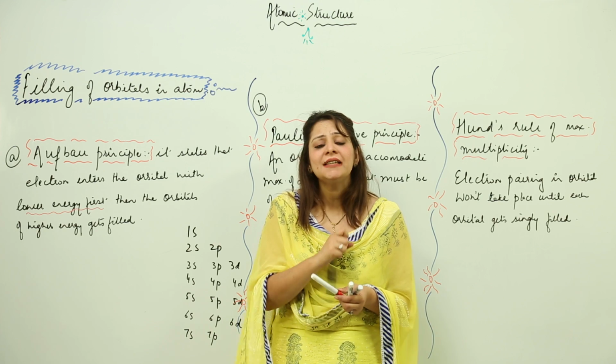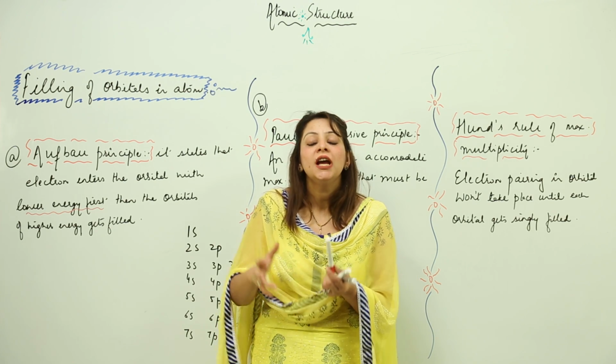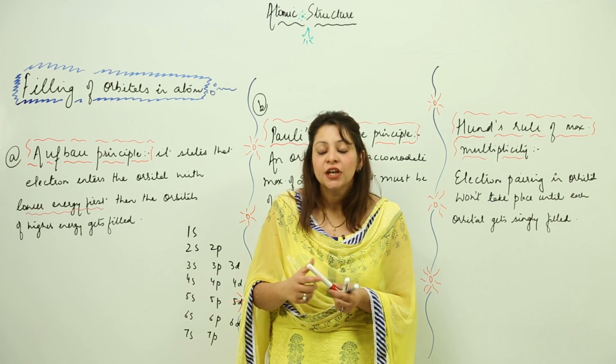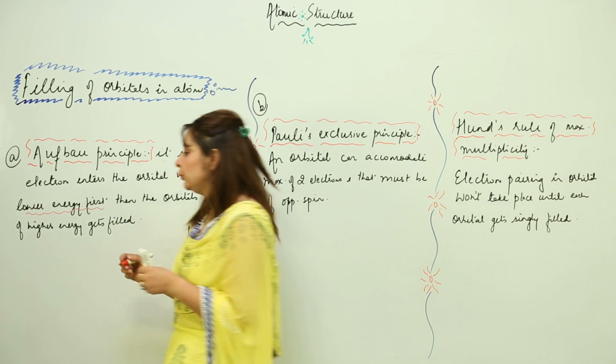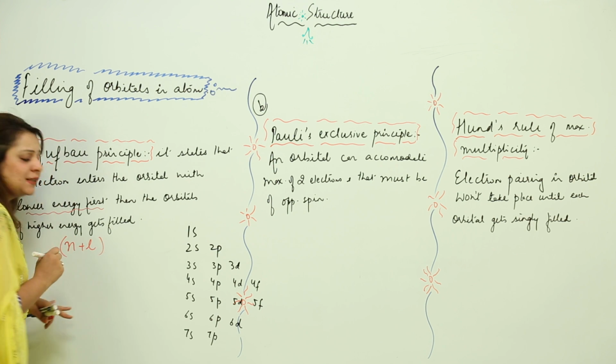Now the question is, how will you come to know that this orbital is going to possess less energy or this orbital is going to possess more energy? So there we have a rule, and what is that? That is N plus L. It is N plus L.